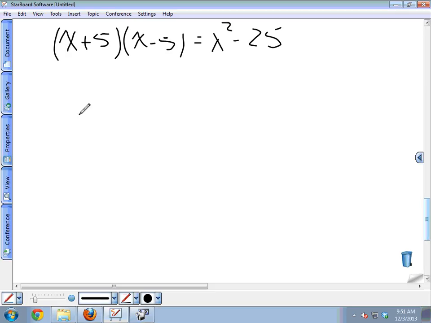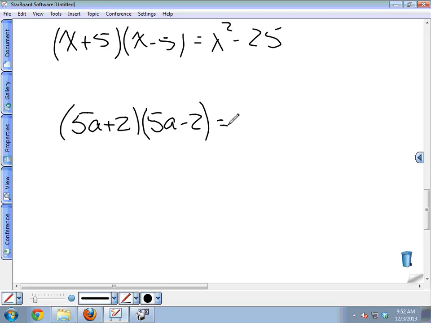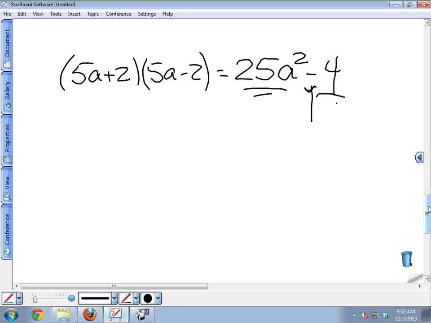Now, how about this one? 5a plus 2 and 5a minus 2. What am I going to get? 25a squared. Remember, these are always going to be even powers when you're multiplying. Minus 4. Okay? So what you're seeing is the difference of two perfect squares, 25a squared and 4. And that's really what you're going to try to recognize when you try to factor these.